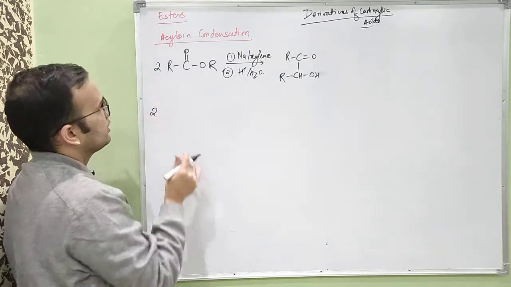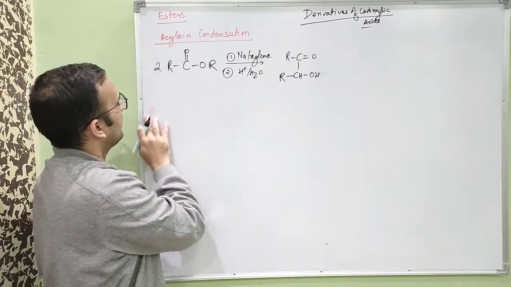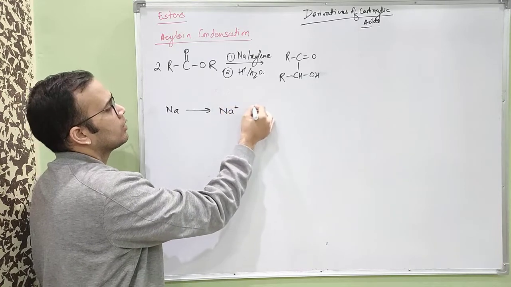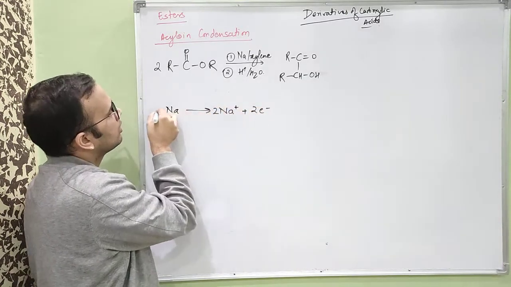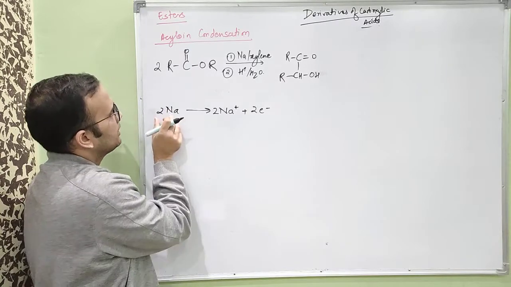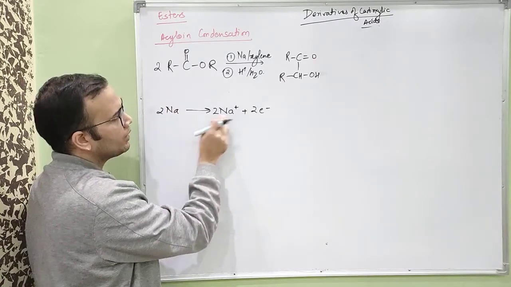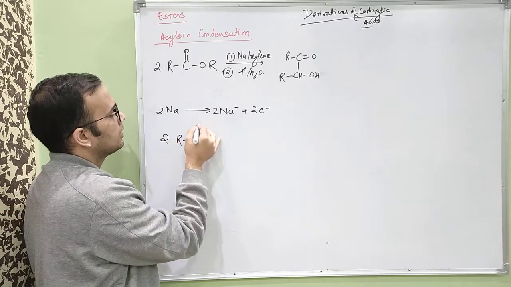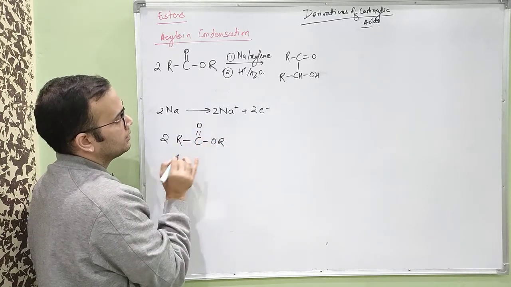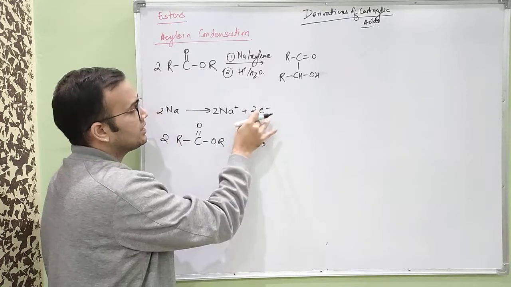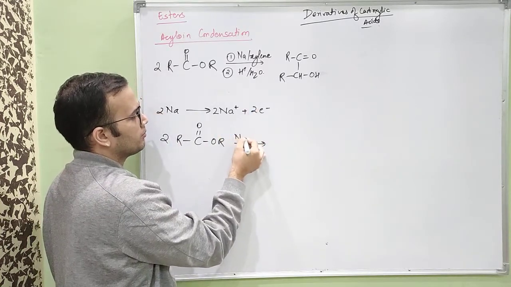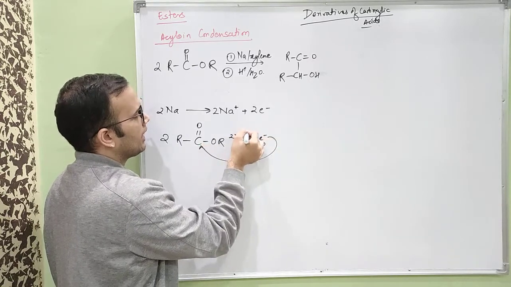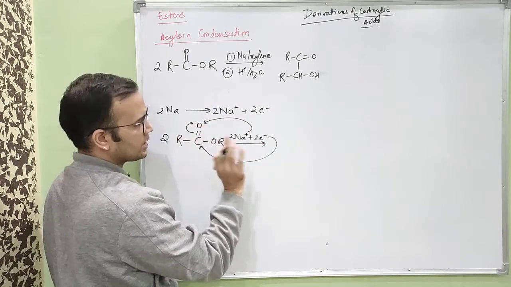So what happens is Na atom, and Na atom has the tendency to lose an electron. Let's consider that to be the first step. Na loses electron to get into its ionic state. Now what happens is, if we have these two molecules of ester, these electrons, basically you can write it like this. These electrons, they attack over here and Na attacks over here. So just consider it to be like this.